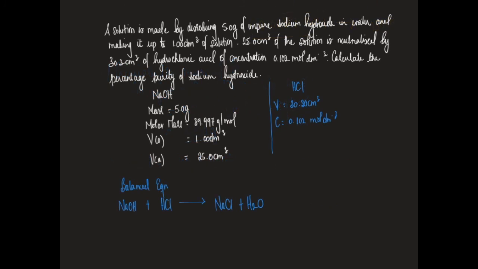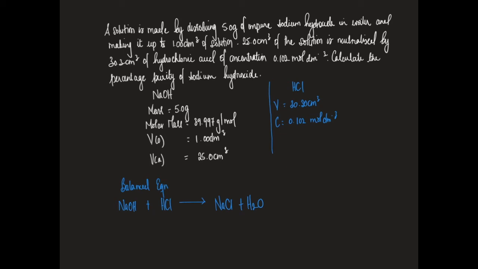Let's look at this next question. A solution is made up by dissolving 5 grams of impure sodium hydroxide in water and making it up to 1 cubic decimeter of solution. 25 cubic centimeters of this solution is neutralized by 30.3 cubic centimeters of hydrochloric acid of concentration 0.102 mole per cubic decimeter. Calculate the percentage purity of the sodium hydroxide.